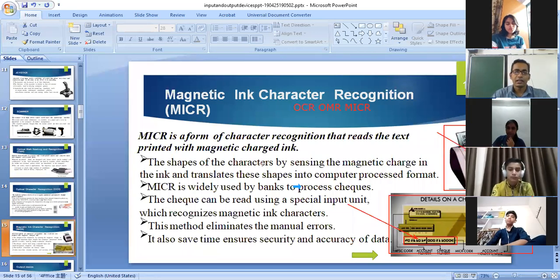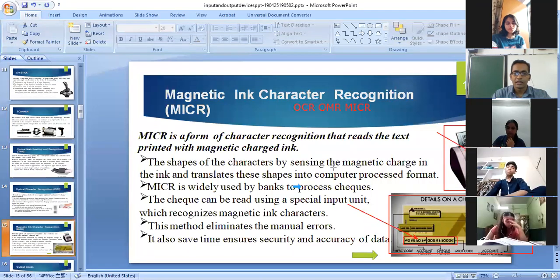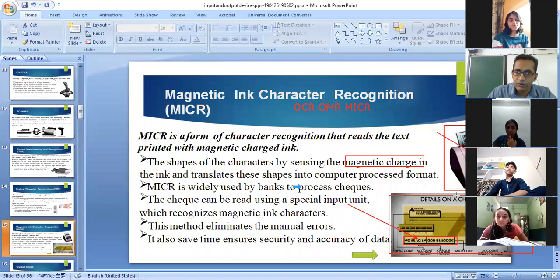It identifies the shapes of the characters by sensing the magnetic charge in the ink. So there is a magnetic charge in the ink that we use on these checks. So this is a bank check. It's written over here, check, and this is the check number which is written in magnetic ink. This is the machine.